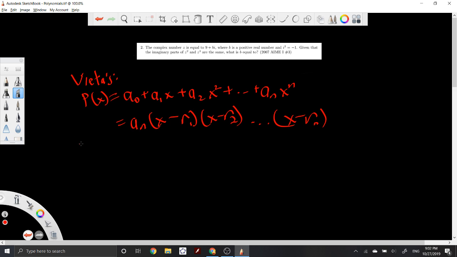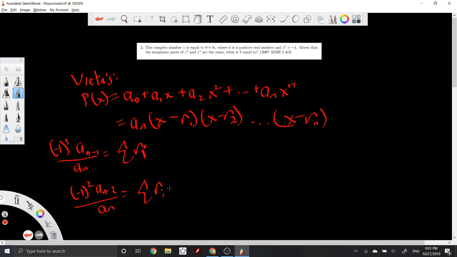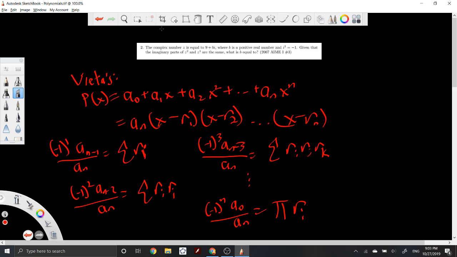So essentially what Vieta said is (-1) to the 1, an minus 1 over an, equals the sum of every root. And (-1) to the 2, an minus 2 over an, equals the sum of every possible product of two roots. (-1) to the 3, an minus 3 over an, equals the sum of every possible product of 3 roots. And so on and so forth until at the very end, (-1) to the n, a0 over an, is just the product of all the roots. So that's Vieta's. You can verify just by expanding out this thing. It's kind of gross, but if you want practice, you can check it out.